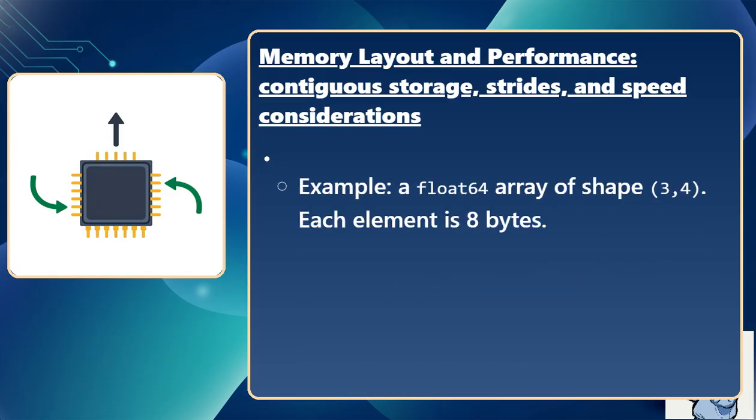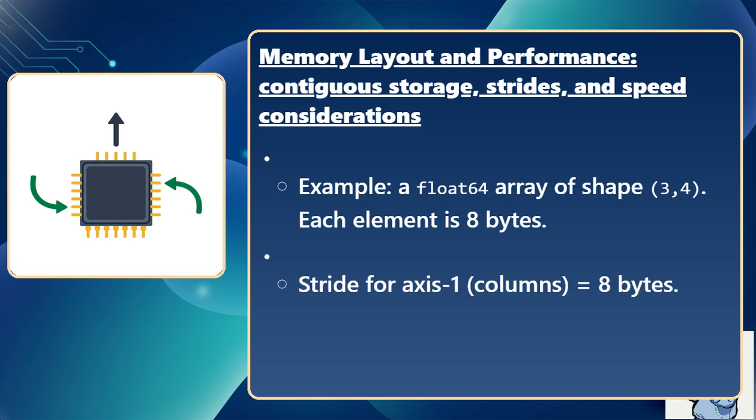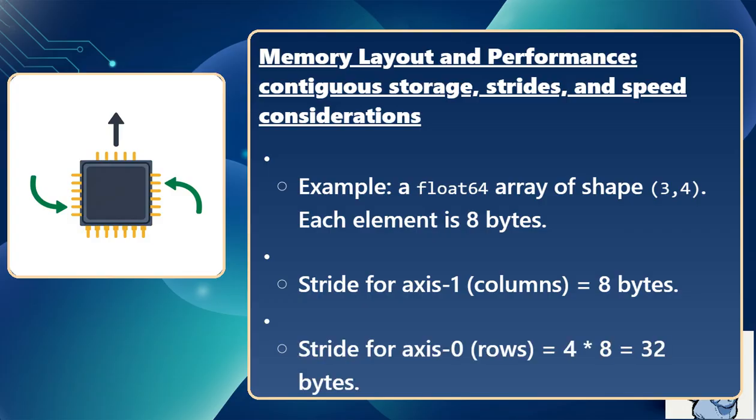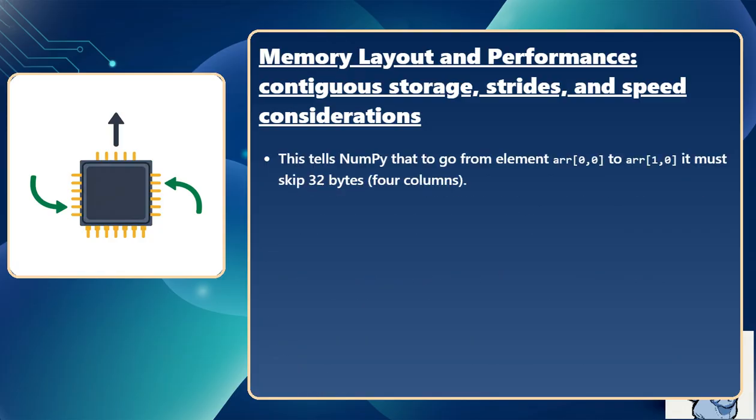Example, a float64 array of shape 3x4. Each element is 8 bytes. Stride for axis 1, columns, equals 8 bytes. Stride for axis 0, rows, equals 4 times 8 equals 32 bytes. This tells NumPy that to go from element r[0,0] to r[1,0], it must skip 32 bytes, 4 columns.